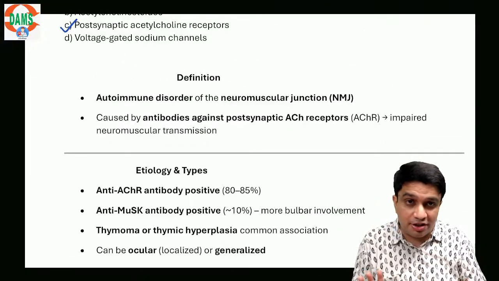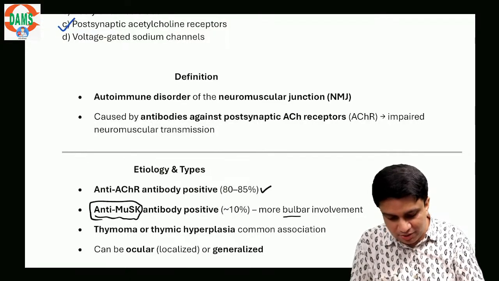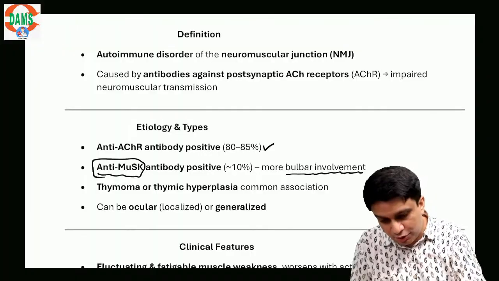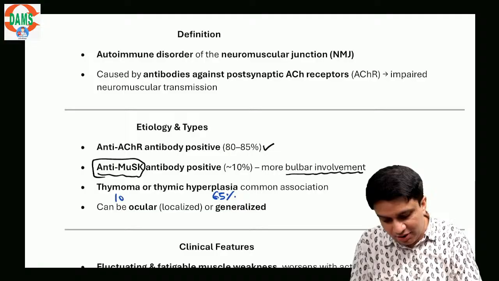It's a postsynaptic acetylcholine receptor problem. Acetylcholine receptor antibodies are positive in most of them. Anti-MuSK antibodies are seen positive in patients with bulbar involvement. Thymic hyperplasia is more common, 65%. 10% of the patients could even have a thymoma.